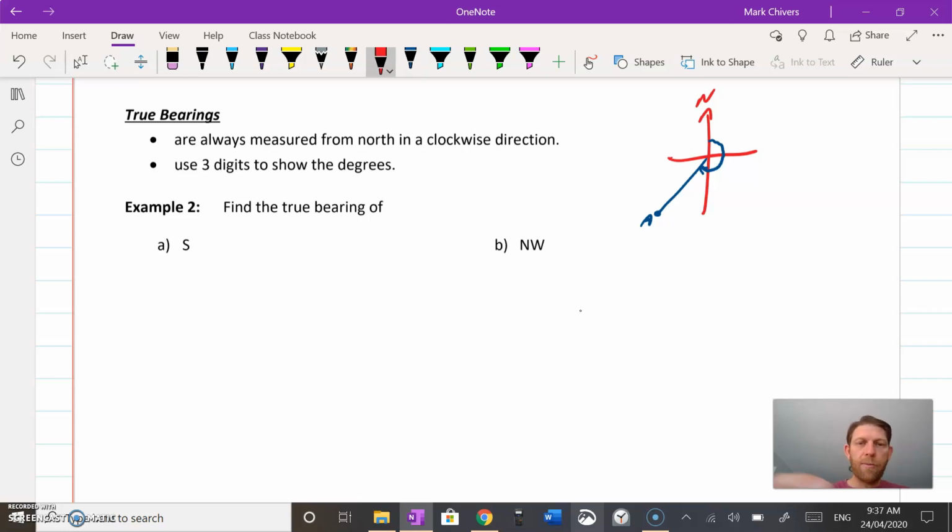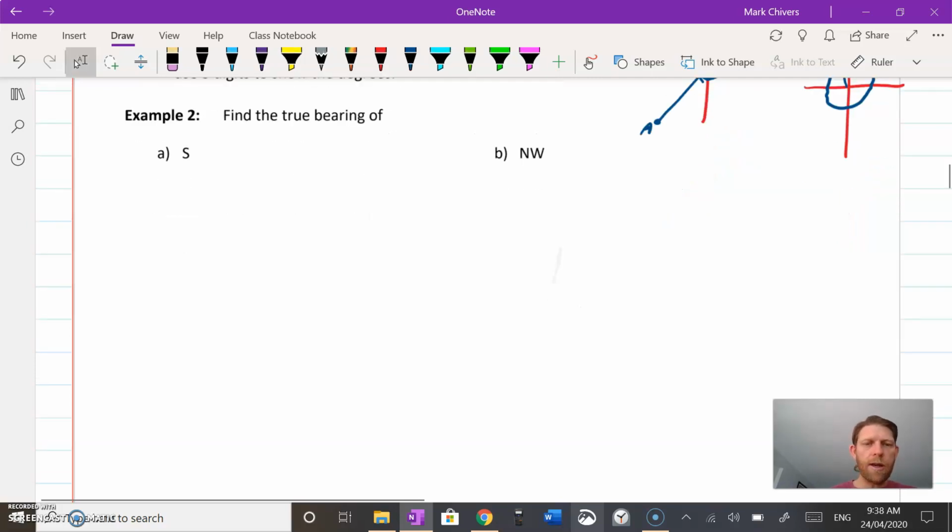If I had an example, for instance, where it's a very poor drawing here, where we were looking for this angle here, we would express that as this big angle here, not as this little one in here. Always from north in a clockwise direction. And there are always 3 digits. So the true bearing of south, we'll go on to that now.